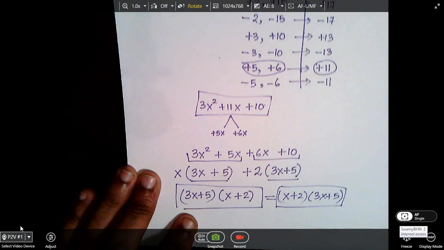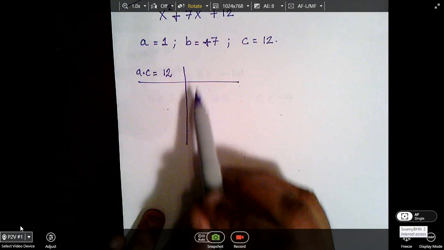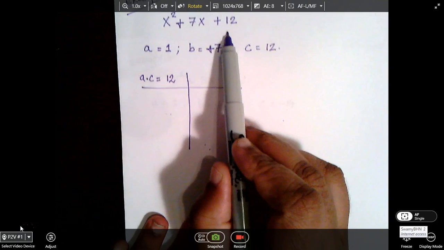a quadratic trinomial. So let's take another example. Say I have x squared plus 7x plus 12.